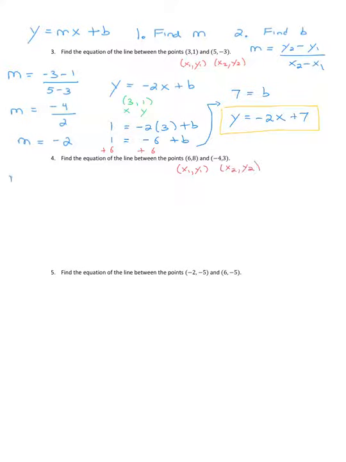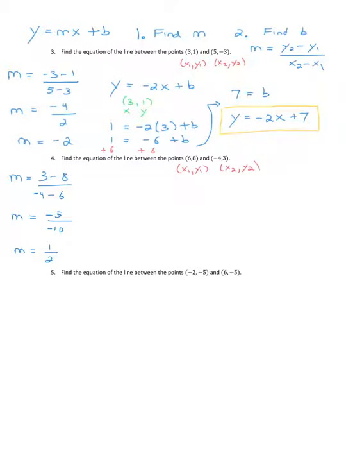But first, if I find the slope, that's going to be y2 minus y1. That's 3 minus 8, divided by negative 4 minus 6, which is x2 minus x1. If I simplify this, I get negative 5 in the numerator and negative 10 in the denominator. The negatives cancel, and 5 goes into 10 2 times. You can use 1/2 as a slope.